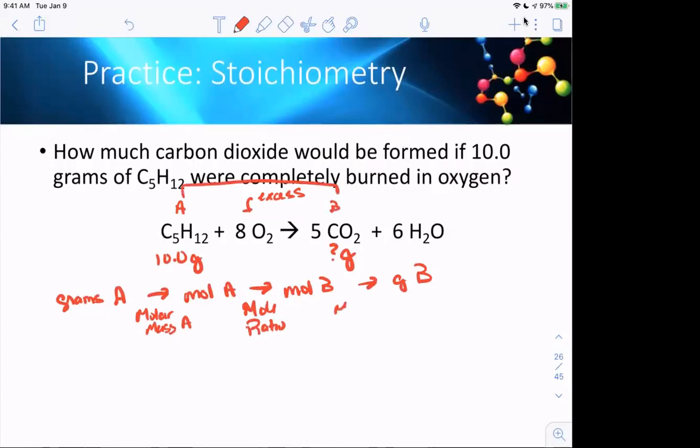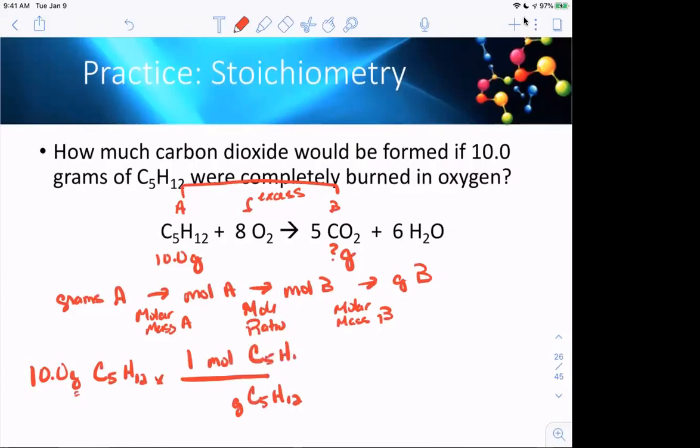This is using the molar mass of B. So I have 10.0 grams of C5H12. So what I need is to calculate the molar mass. How many grams, that goes on the bottom because I want to cancel, of C5H12 do I have in 1 mole of C5H12? So that's the molar mass.